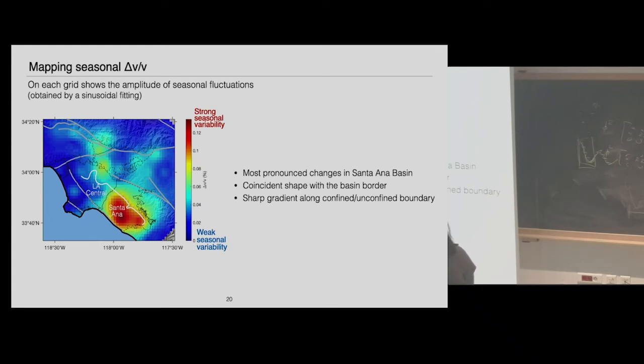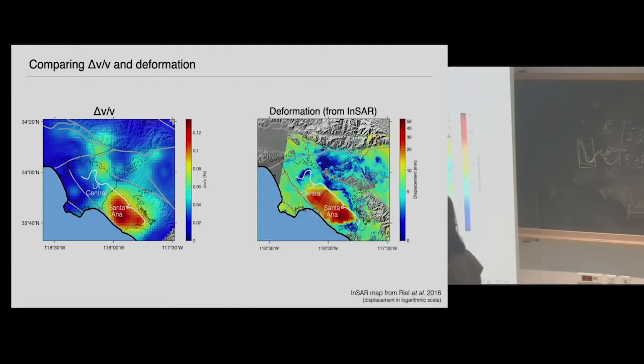The dominant feature in this plot is that you can see the strongest seasonal variability concentrated in Santa Ana Basin, with this shape quite consistent with the border of the Santa Ana Basin. We also observe this sharp gradient along the boundary between confined and unconfined zone, which seems to make sense. And now I'll further substantiate this dV over V mapping by comparing it to a deformation map inferred from InSAR. So on the right-hand side is InSAR measurement, which is, to be precise, the vertical displacement measured at surface, whereas our delta V over V is measuring the mechanical properties at depth.